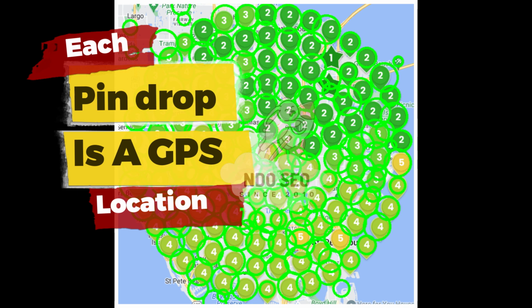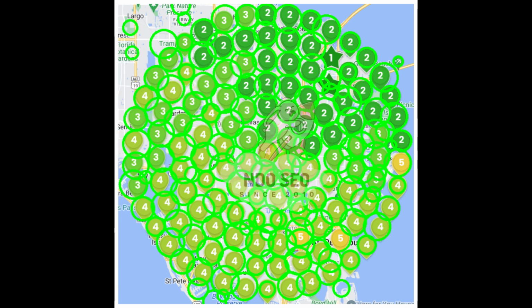Alright, so each one of these pin drops represents a GPS location, and each of those locations, as most of you probably already know, is a factor when people are searching for you in those areas, or leaving a review in those areas, or getting driving directions and things like that. Behavior is a ranking factor.